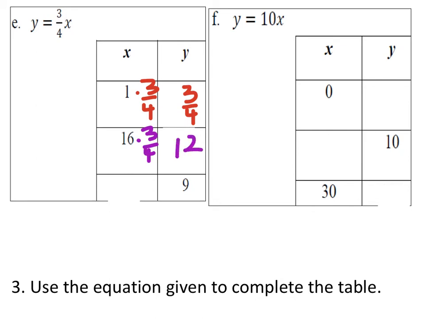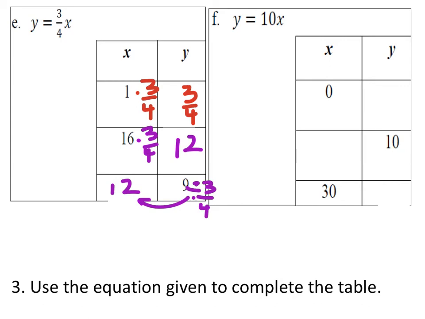Now again, going in the other direction on these ones, we're finding the x value instead of the y. Instead of multiplying by 3/4, just divide by it. And you can type that directly into the calculator. 9 divided by 3/4 would give us a 12 on that one. Okay, so that fills in that table.